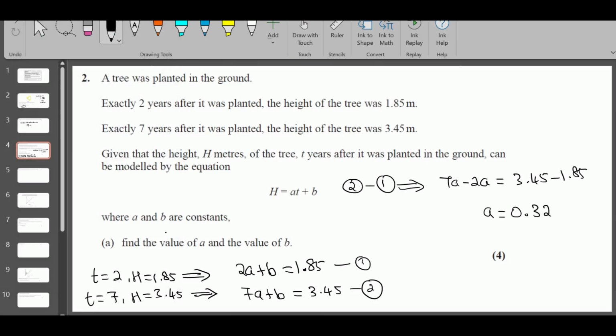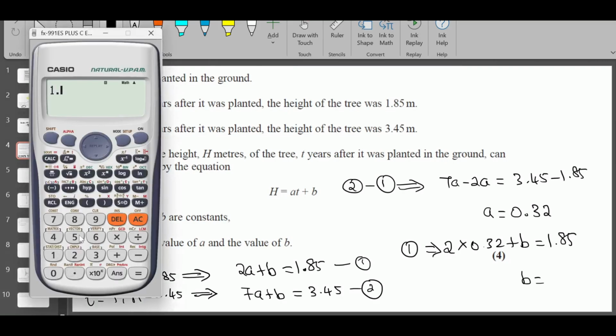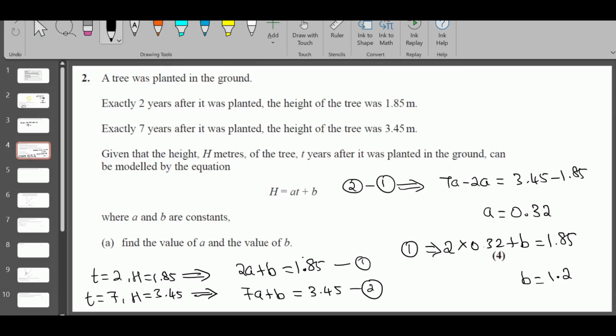0.32. Now sub in a into any one of the equations. From equation 1, 2a plus b is 1.85. So b is 1.85 minus 2 times 0.32. 1.21. That's all. It's a 4-mark question.